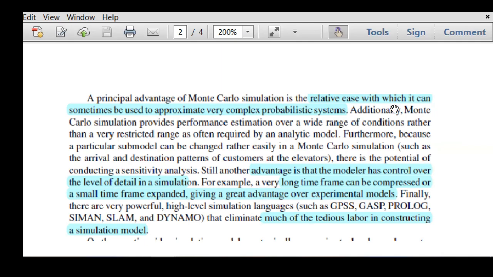Now, additionally, Monte Carlo simulation provides performance estimation over a wide range of conditions rather than a very restricted range, as is often required by an analytical model. This is quite obvious. Whenever you do something analytically, there are some restrictions which have to be satisfied.